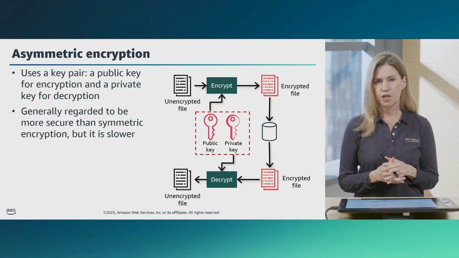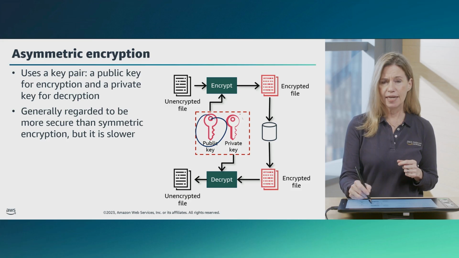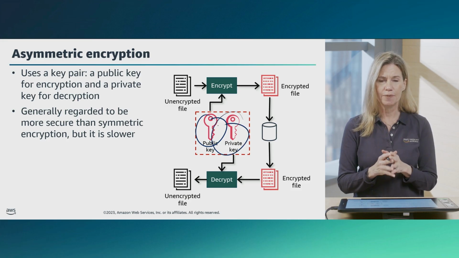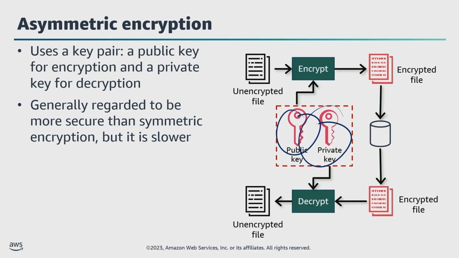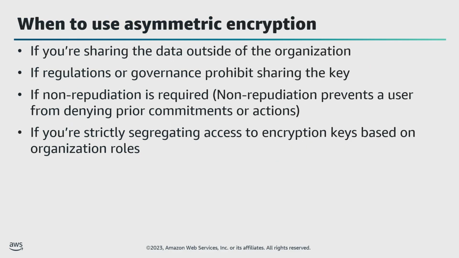Asymmetric encryption uses both a public key and a private key, a key pair, to encrypt and decrypt the data. A file is encrypted with a public key and can only be decrypted by a private key associated with that public key. Asymmetric encryption is generally regarded to be more secure than symmetric encryption, but it's much slower. Choose asymmetric encryption if you have to share data outside of the organization or have regulatory or non-repudiation requirements.